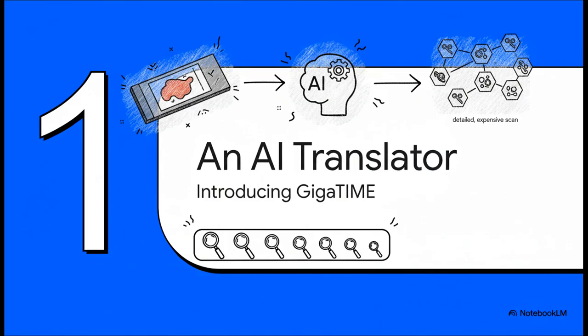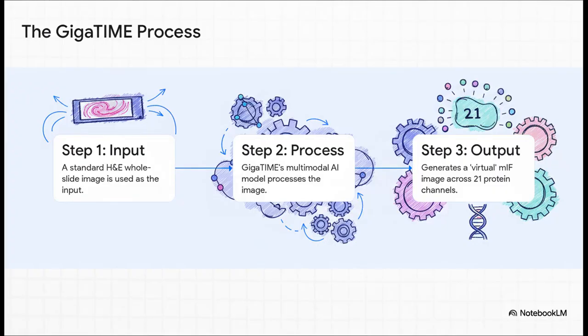So, what if we could get the best of both worlds? I mean, what if we could teach an AI to look at that simple, inexpensive photo and then generate the detailed, expensive scan from it? Well, that's the incredible idea behind this new tool. And this is exactly what a new AI model called GigaTIME does. It's basically a cross-modal translator for pathology. It takes a standard H&E slide, runs it through this powerful AI, and then it spits out what they call a virtual mIF slide, predicting the activity of 21 key proteins.